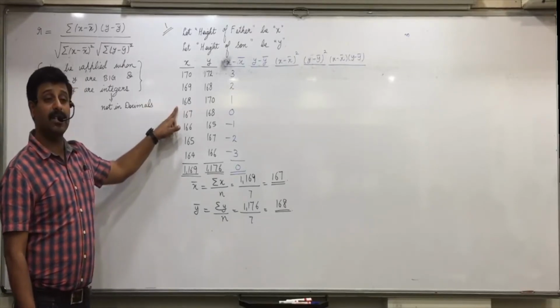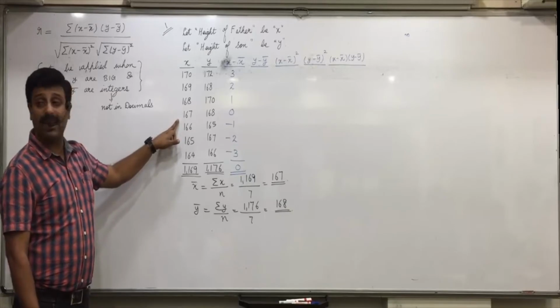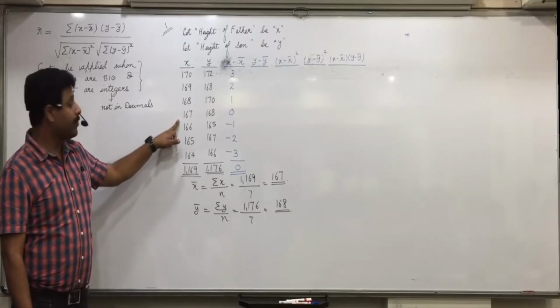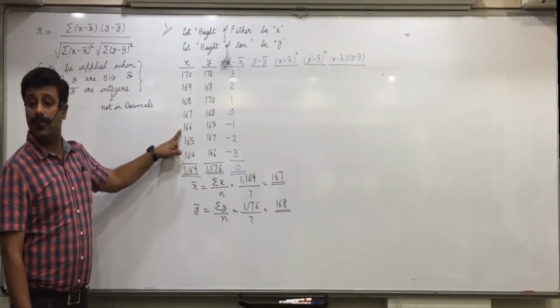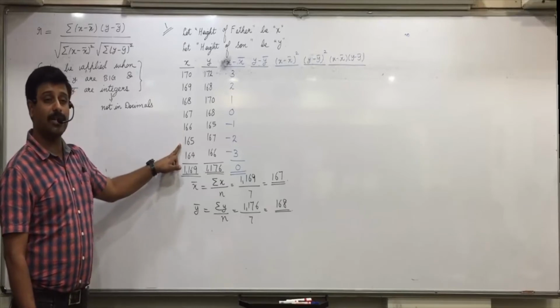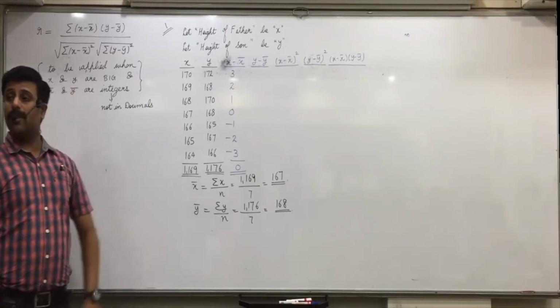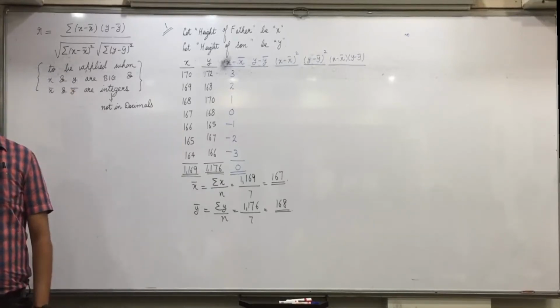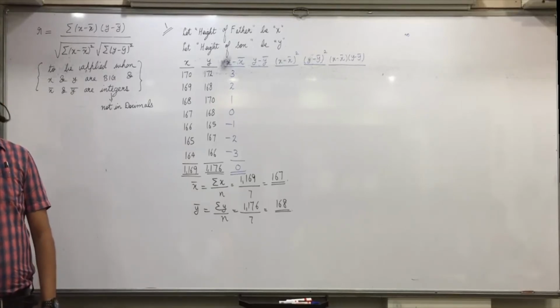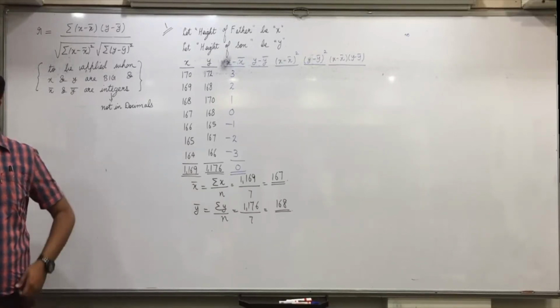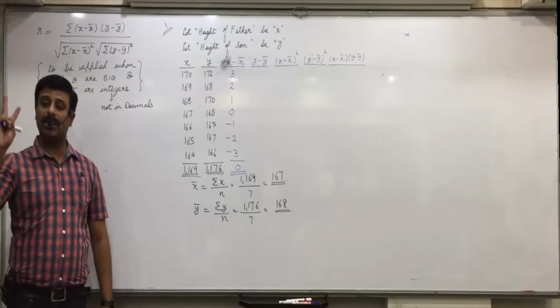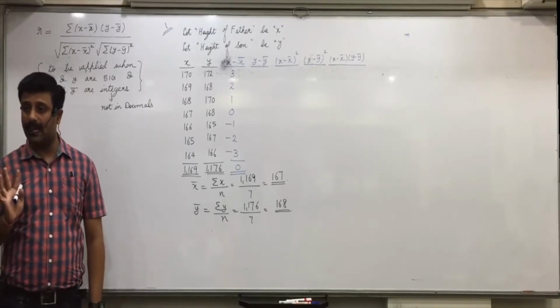Directly press 168 equals, 1. Directly press 167 equals, 0. Directly 166 equals, minus 1. 165 equals, minus 2. 164 equals, minus 3. So your time is saved in not doing minus 167 again and again. You should press minus only 2 times. Is everyone clear with it?